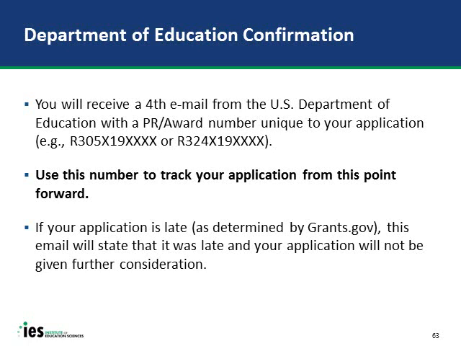The final email contains a PR award number unique to your application. It will start with R, then 305 or 324, depending on which center you submitted your application to, and then the letter of the competition. From then on, you should use this R305 or R324 number to track your application. If your application was submitted late, this email will state that it was late and that it will not be given further consideration.